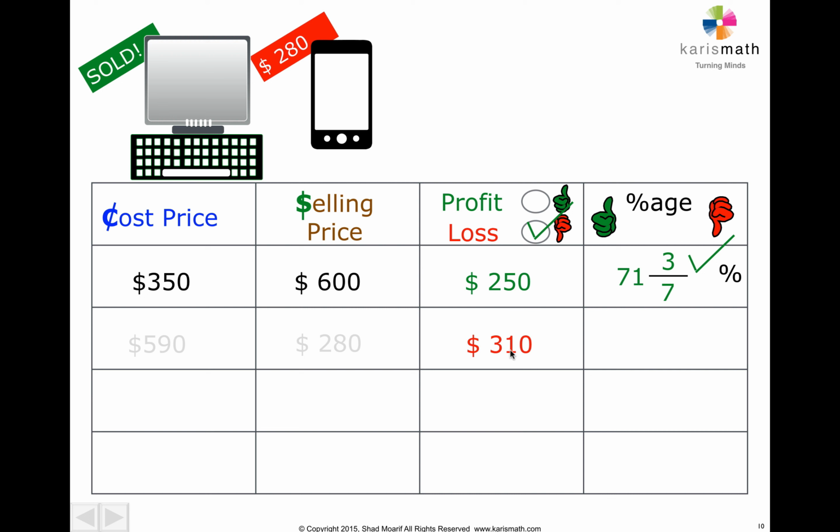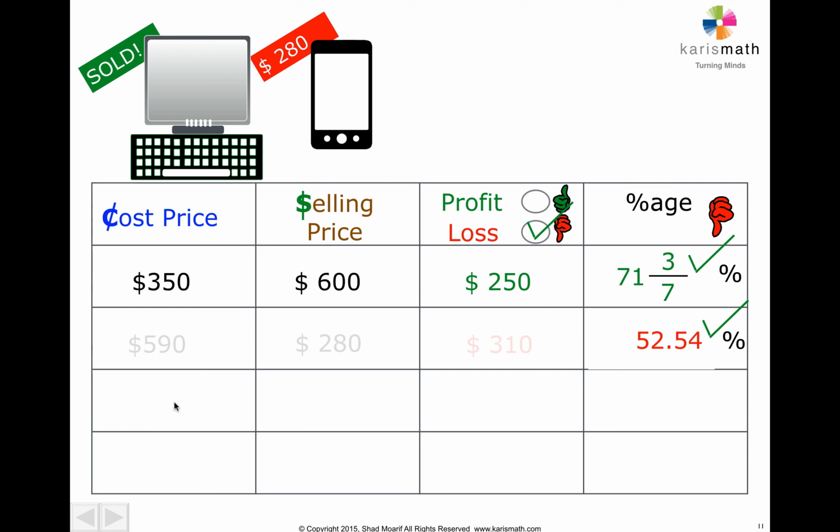Now, a loss of $310 over the original cost price, which was $590. So, the fractional amount is 310 over 590. Change that to percent, multiply by 100%, and you get your answer, which is 52.54%. Loss, not profit, but loss. So you made a loss of 52.54%.